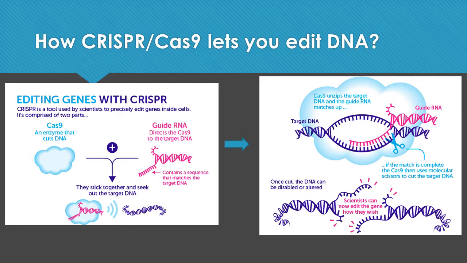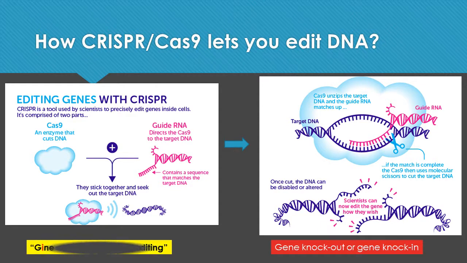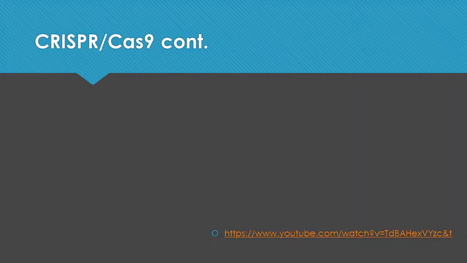Once it is cut, the DNA can be disabled or altered. Now the scientists can edit the gene however they wish, either gene knockout or gene knock-in. So basically, CRISPR-Cas9 is like a system where you correct a typing error, like gene editing. Okay, as simple as that. Alright.